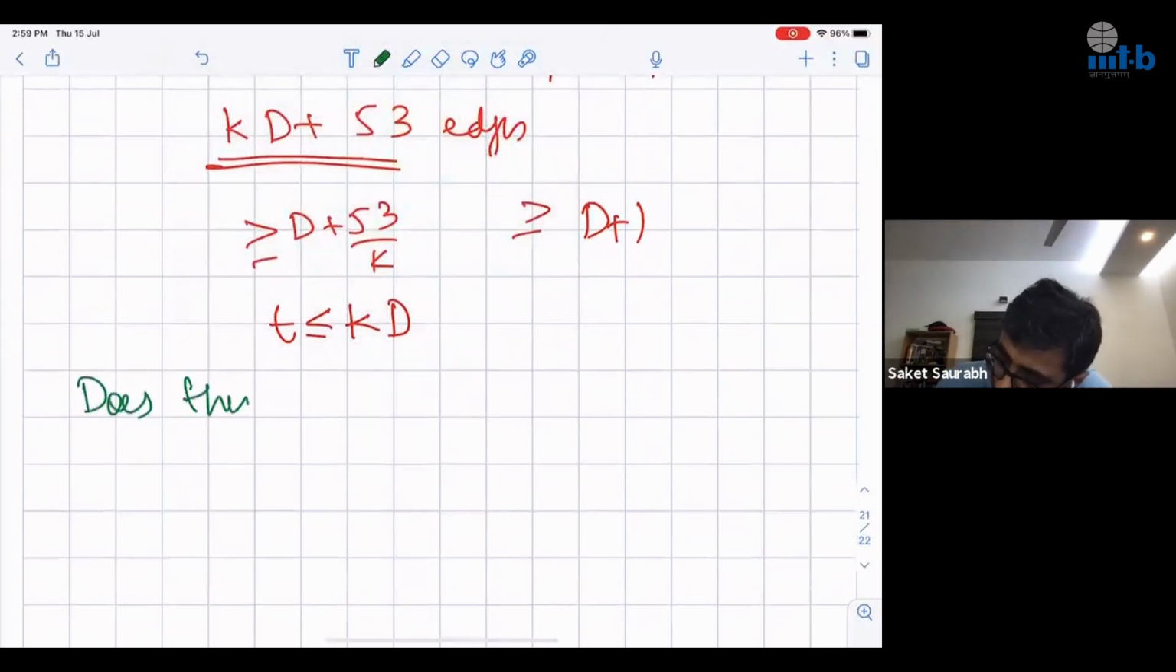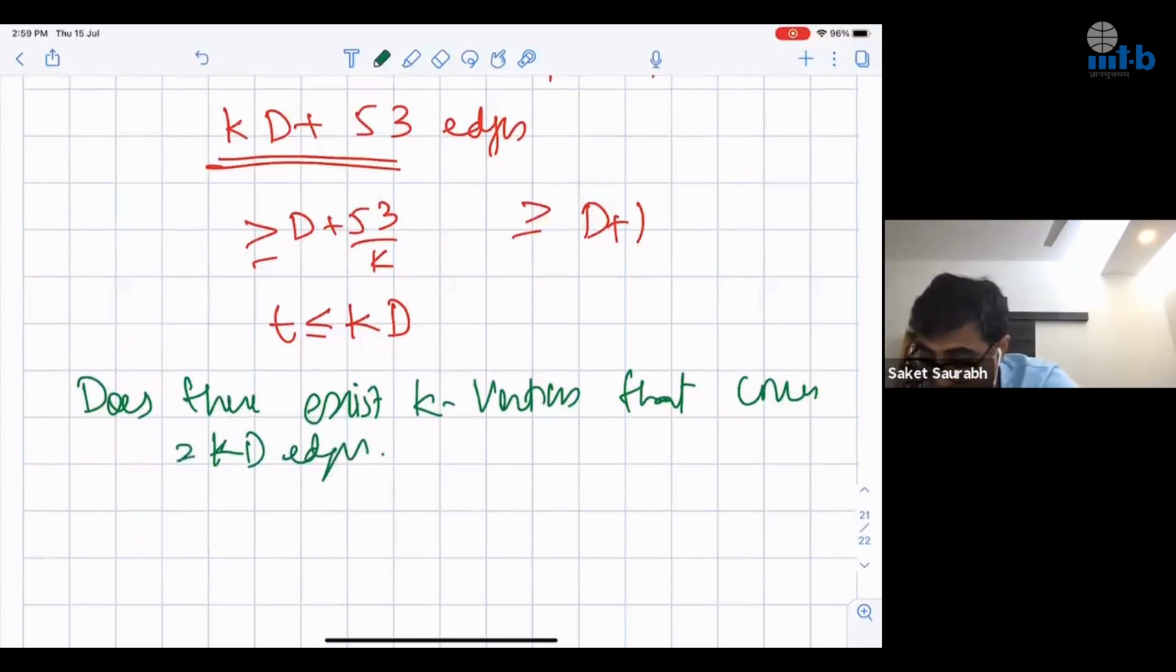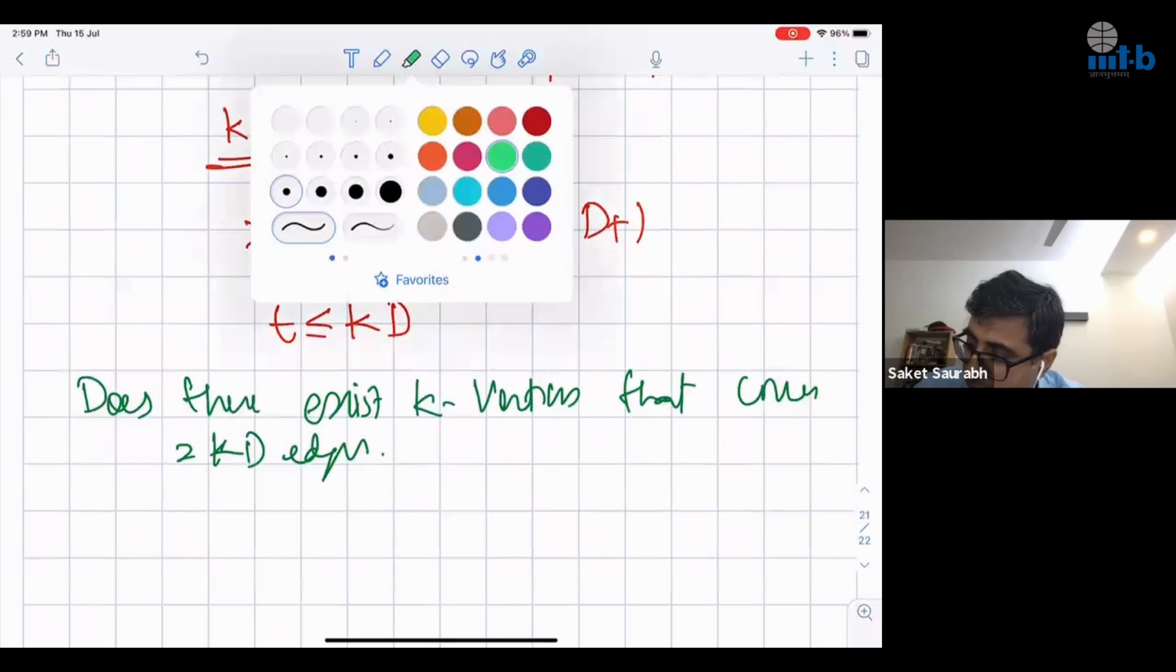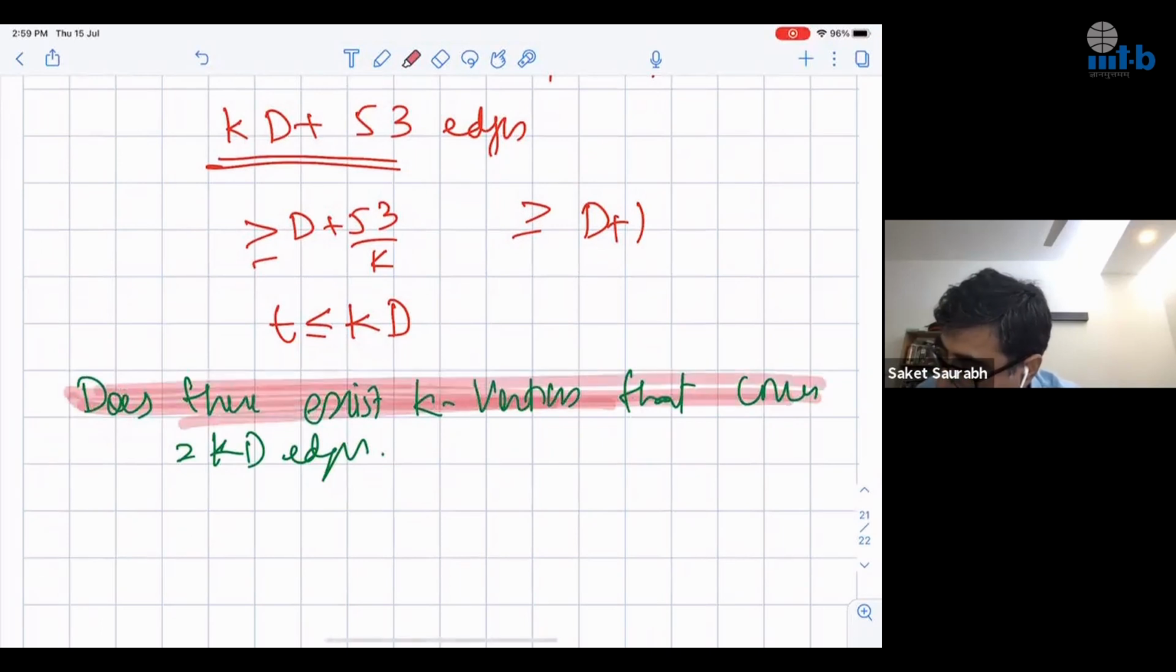Does there exist K vertices that cover at least KD edges? But now we will take a break here and we'll come back to this question in a while. So we will take a break from this question and go back to our partial vertex cover question.